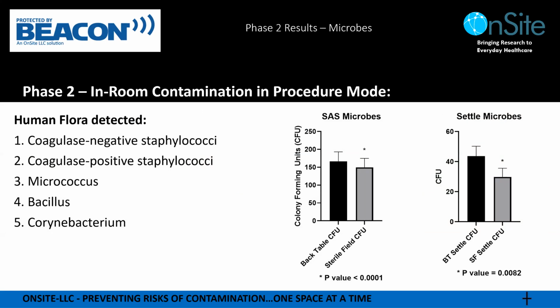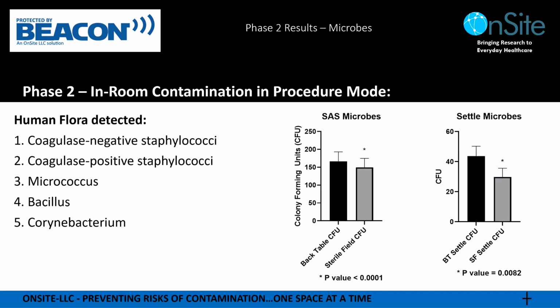So this is the data that resulted from these experiments. And as you can see, we attempted to create a sterile field, a better, lower risk area for patients to have procedures performed. And using the surface air sampler, which is an active air sampler, we were able to quantify colony forming units per cubic meter. And you can see that in our sterile field, we had significantly fewer colony forming units than we did in the higher risk areas, such as the back table.